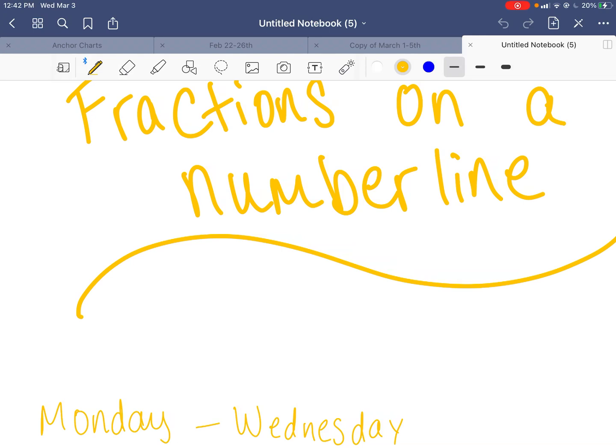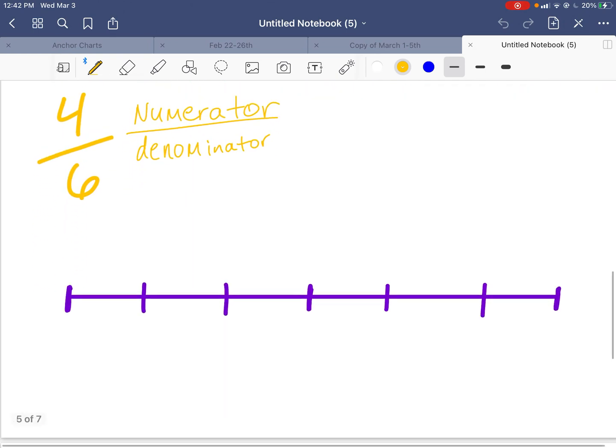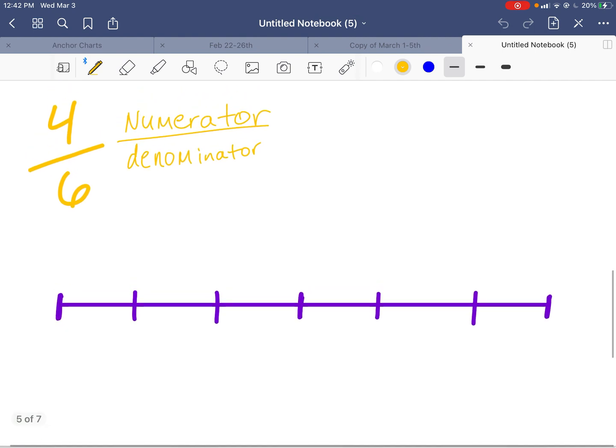Hey friends, so today we're going to talk about fractions on a number line, how we can display fractions on a number line, how we partition a number line, how we use number lines to help us with fractions, okay? So here we have a fraction 4/6, okay? We have a numerator and a denominator.